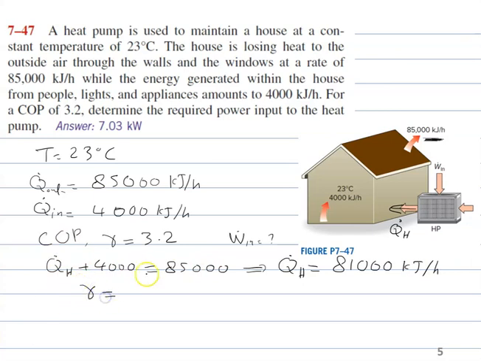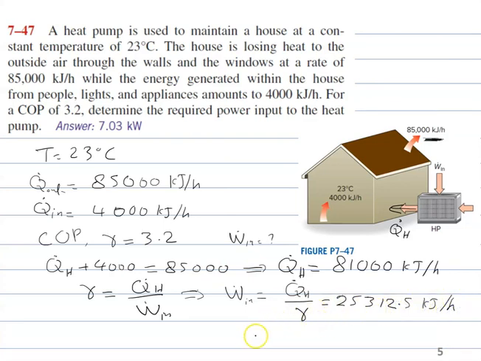Okay, so now we know QH, we know COP, or gamma. So gamma, this is a heat pump, equals QH divided by the value WN. So from this, WN equals QH divided by gamma, so 81,000 divided by gamma, 3.2, that will give us 25312.5 kilojoule per hour. Okay, hopefully this is the right number.